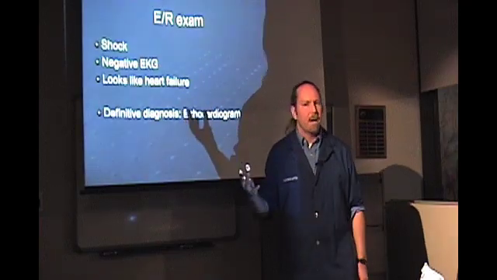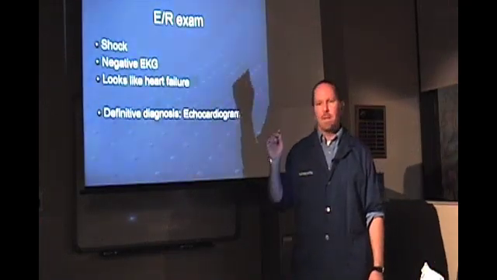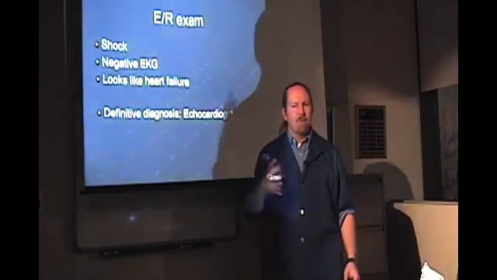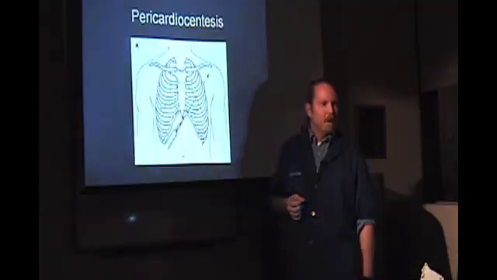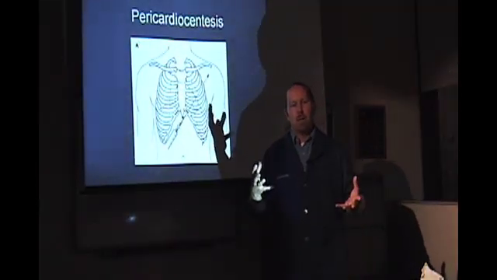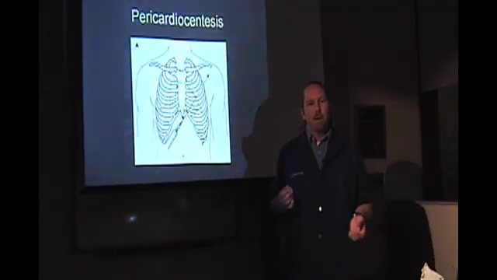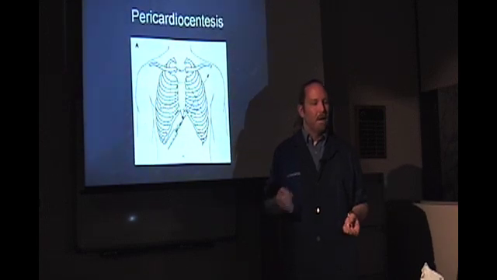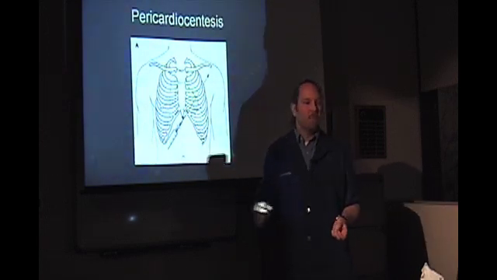Going through the differential diagnosis, my doc said, well, let's get an echocardiogram. Let's see how that heart's beating. So we did get that, and that's how we found that she was having this cardiac tamponade. What's our treatment for this?